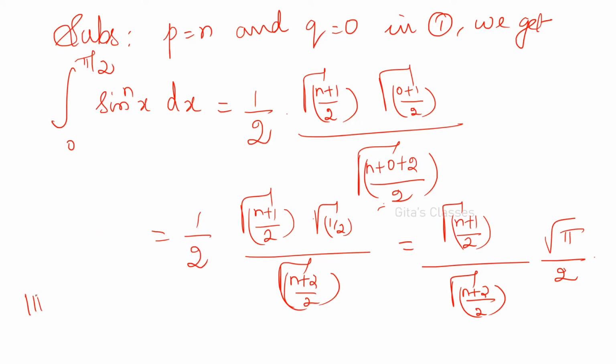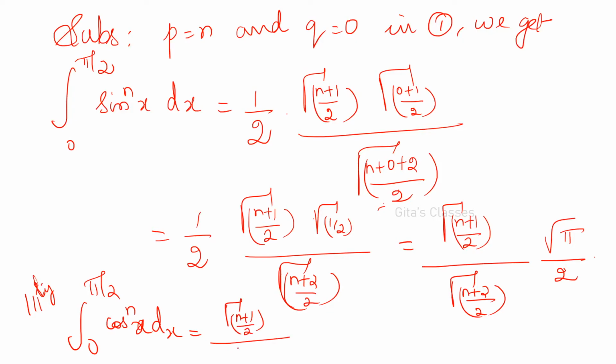Similarly, I can evaluate the integral from 0 to pi by 2 of cos^n x dx, which is also the same, that is gamma of (n+1)/2 divided by gamma of (n+2)/2 into root pi by 2. In the place of p I have to write 0 and in the place of q I have to write n. Then I will get this formula: integral 0 to pi by 2 of cos^n x dx is equal to gamma of (n+1)/2 divided by gamma of (n+2)/2 into root pi by 2. Okay, so let us evaluate how it is going to be useful. I will show you.